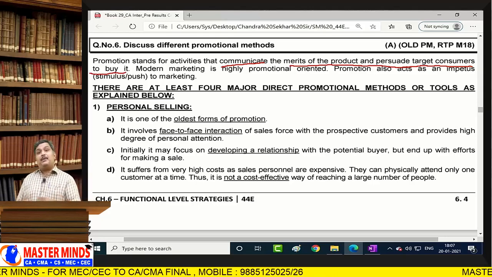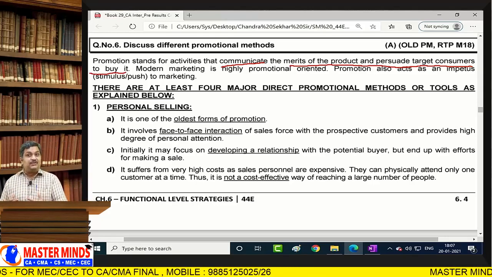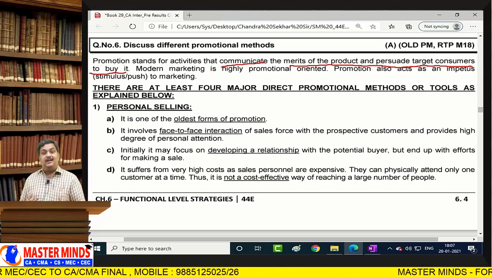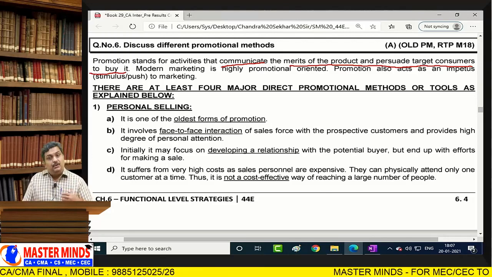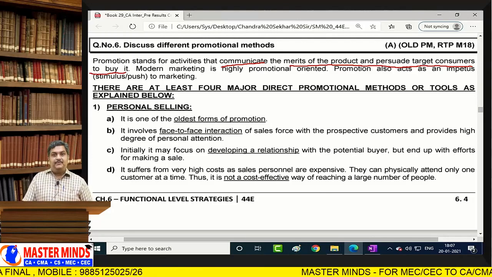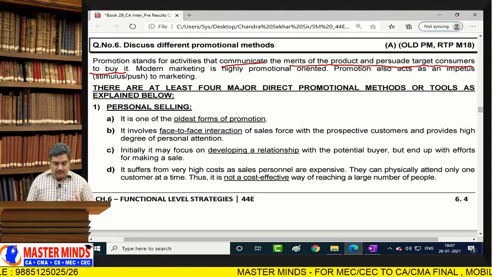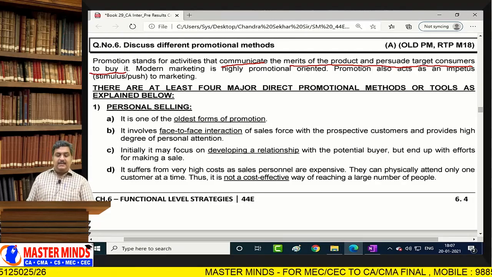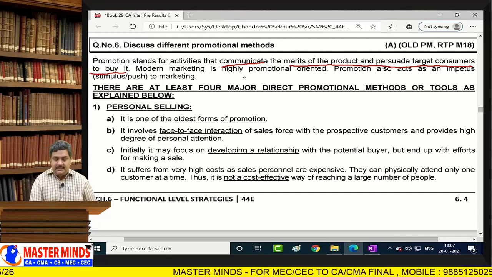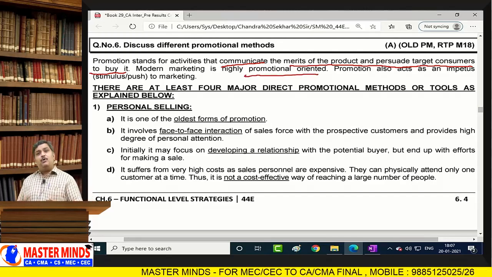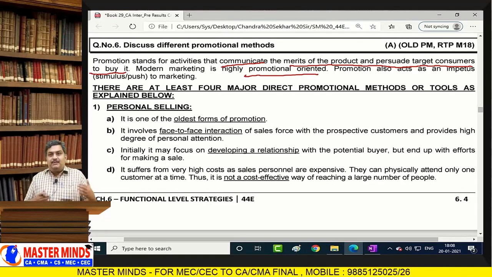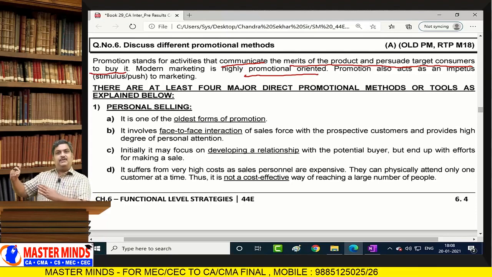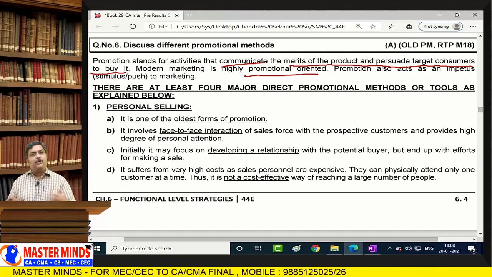Now why do we have to do promotion? Because we need to persuade the customer. We need to make the customer understand the importance and features of our product, and make him buy it. For that, we do a lot of promotional activities. Modern marketing is highly promotional oriented. That means you have to promote yourself and your products. If you just make a quality product and put it on the shelves of the shop, people are not ready to purchase it.